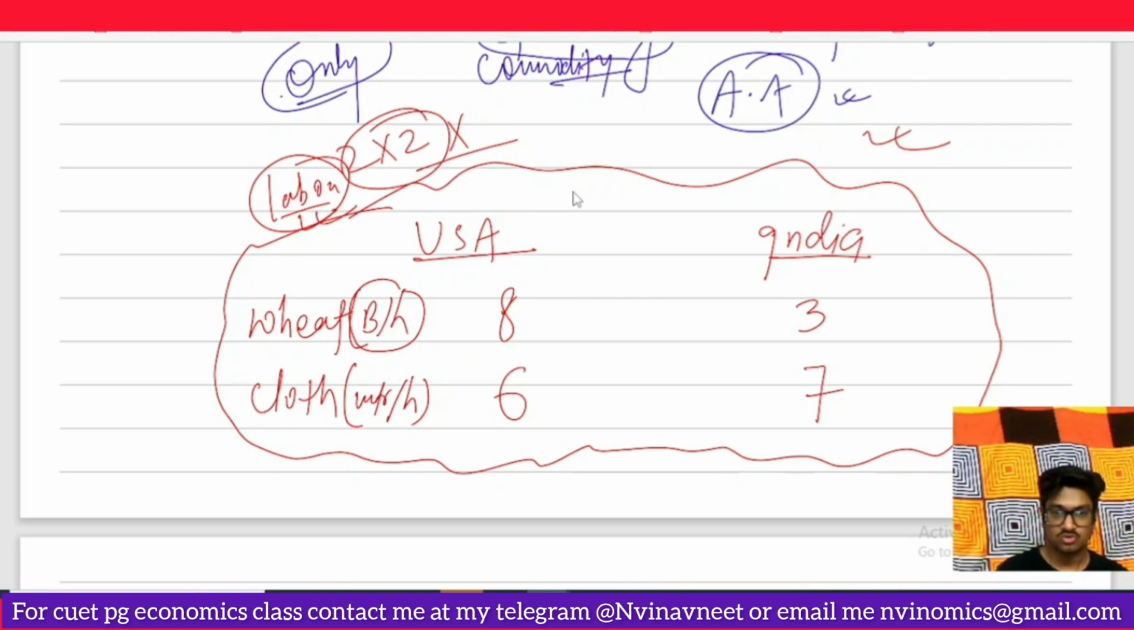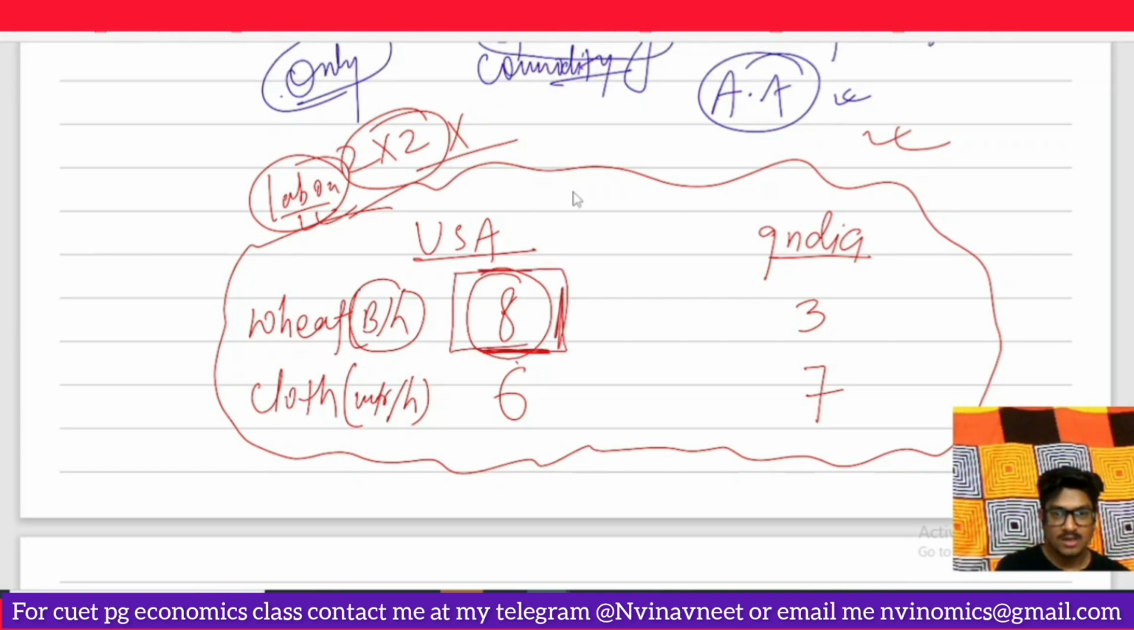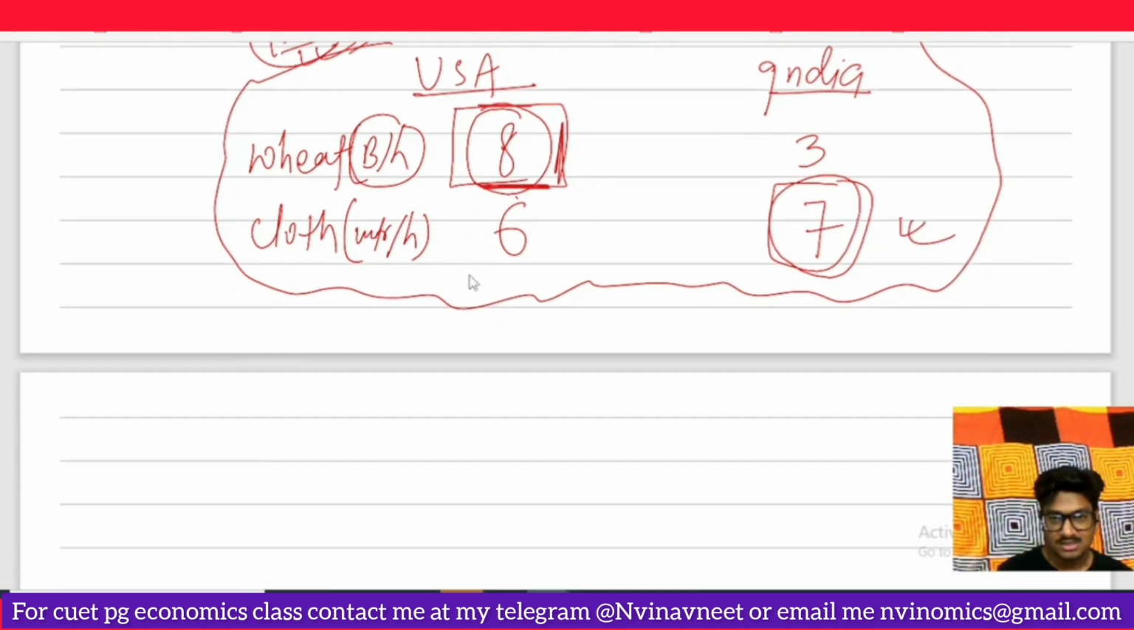It can be understood that USA has advantage in which commodity? Wheat. Exactly. 1 hour if they give to the wheat, they can produce 8 units, but cloth can be produced only 6. So USA will definitely produce wheat. But Indian people, why they would waste on wheat? Because in the same 1 hour of labor, they can produce 7 units of cloth. So India will be specializing their labor into cloth. So here I am writing India will specialize there.